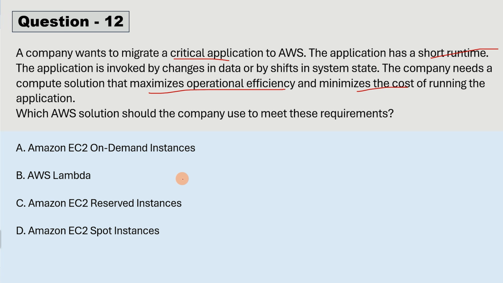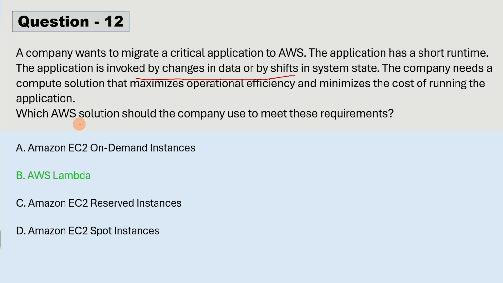So now let me reveal the correct answer. The correct answer here will be AWS Lambda. And why is that? Because Lambda is a serverless compute service that allows you to run code without provisioning or managing servers. It automatically scales and manages the infrastructure required to run the code in response to incoming requests or events. So it is invoked by changes in data or by shifts in state. So it is more suitable.